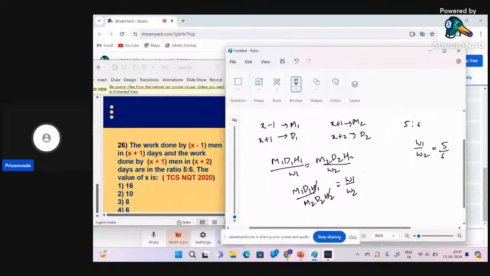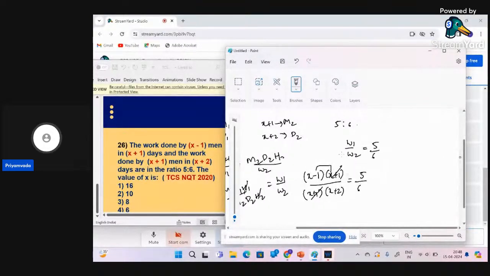Done. Now what happens? M1 is given, x minus 1, into what is D1? x plus 1, by M2. What is M2? x plus 1, into D2. What is D2? x plus 2. Please don't multiply this already, because we have something in the numerator and denominator that is in common. Which equals W1 by W2. And they gave us the value of W1 and W2. They said that they are in the ratio 5 is to 6. So we can write this equals 5 by 6. I'll cancel x plus 1 and x plus 1, right?